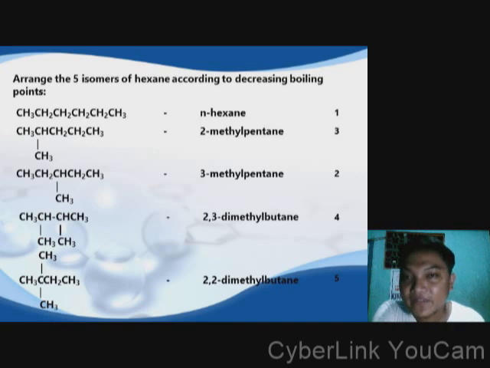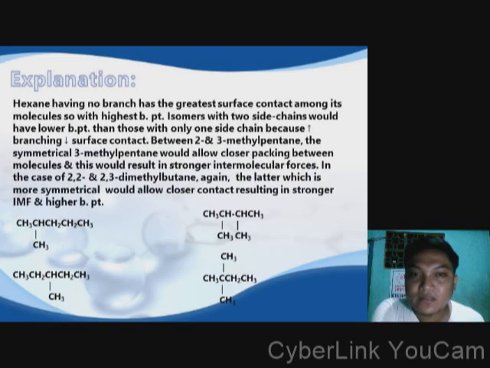And then number 5 is your 2,2-dimethylbutane. Okay, tignan niyo yung placement ng carbon, yung mga alkyl group nila. Diba? Yun. Naging dun sa 2,2-dimethylbutane, naging condense masyado yung number 2 carbon. Diba? Okay. So, tignan natin.